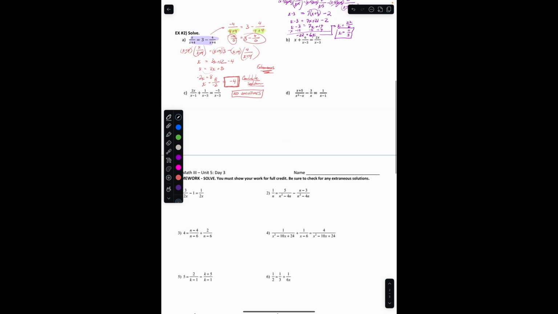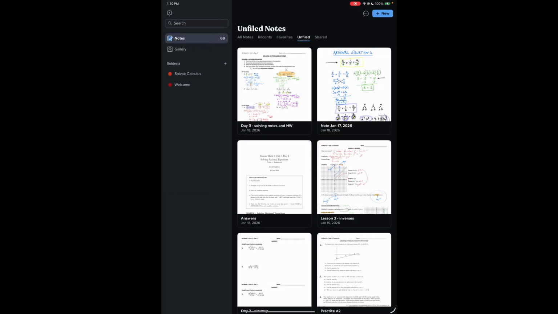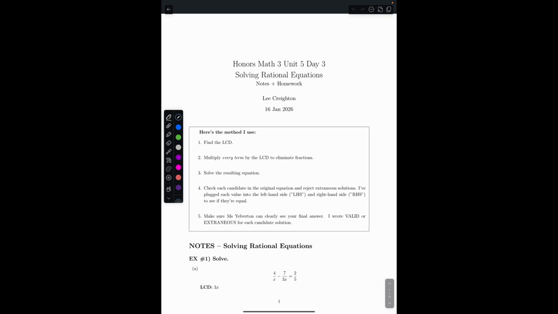All right, I'm going to stop there. I hope you got my point. These are the solutions that I made for you. I've written out the method that you need to use. Find the magic denominator, multiply every term by that denominator, and then solve what's left. There shouldn't be any fractions left.